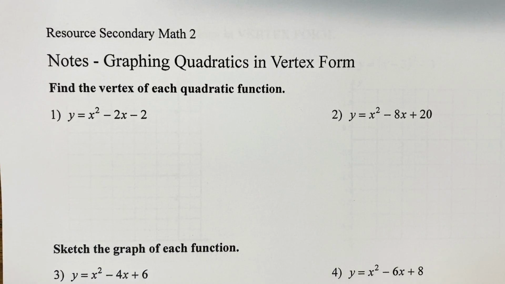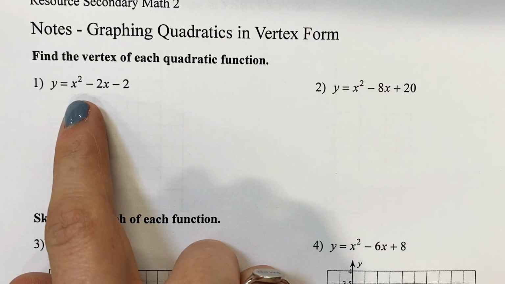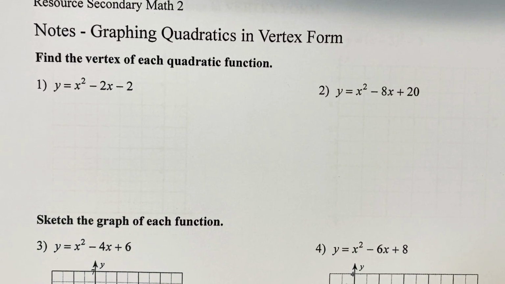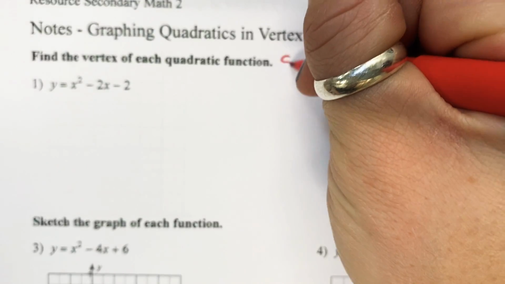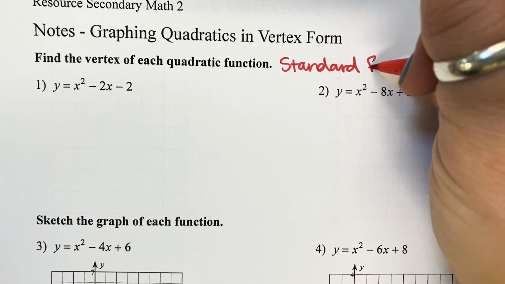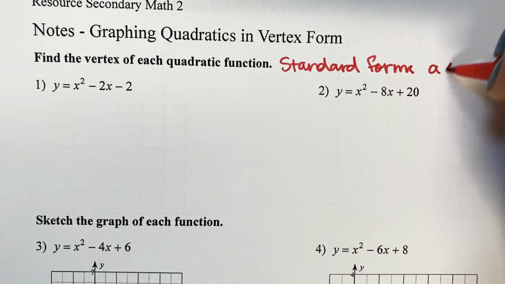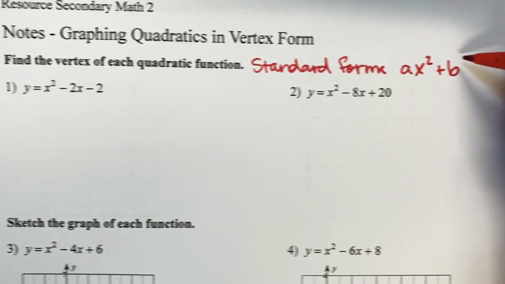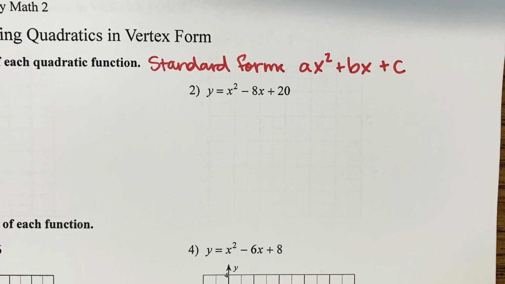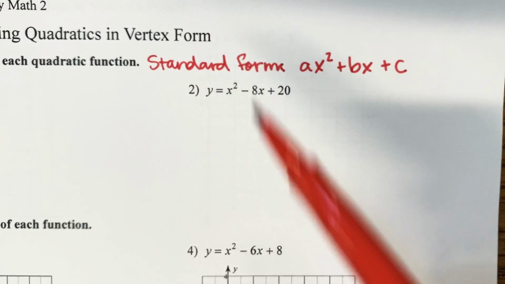Let's go ahead though and get right into 1 and 2. It's asking us to find the vertex of each quadratic function. Now, remember, these are actually written in standard form. Problems 1 through 4 on your notes are written in standard form, and that is ax squared plus bx plus c. So standard form looks like this. We're going to learn a new form that looks a little different.